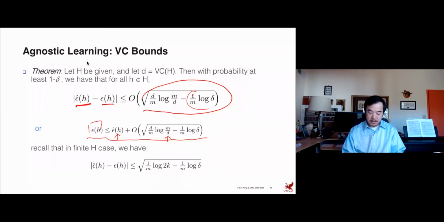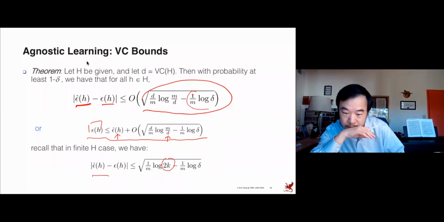This is a little bit different from what we saw before in the agnostic learning scenario with a finite hypothesis space, where you basically have a 2K in here. In here you can explicitly see that the VC dimension is going to be linearly interacting with the data examples, and then control the rate of convergence.